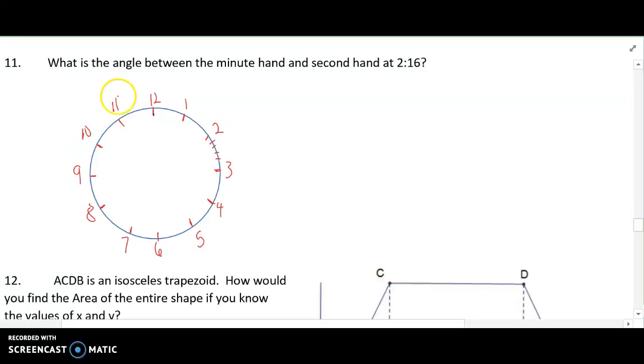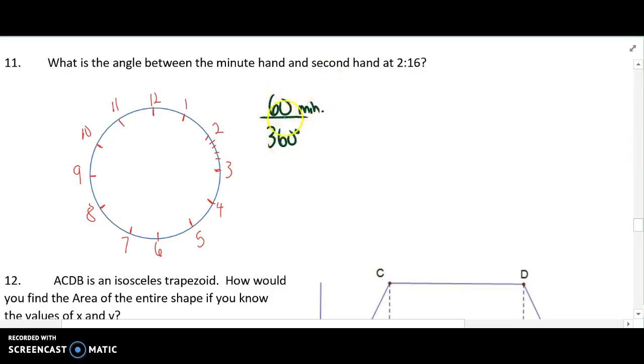In this question, we are asked to find the angle between the minute hand and the second hand at 2:16. To begin with, I want to consider how many degrees it takes to go around the entire circle. Well, I know that's going to be 360 degrees, and to go all the way around the clock is going to be 60 minutes.